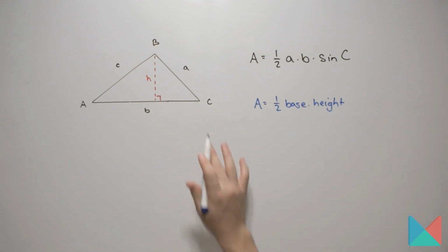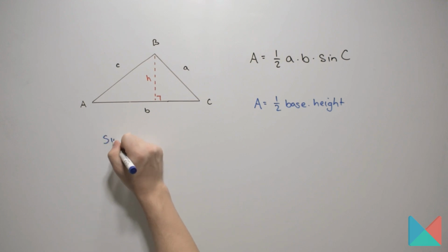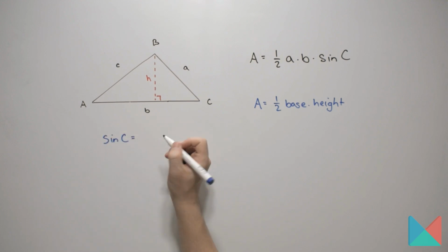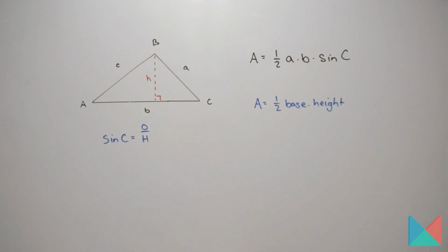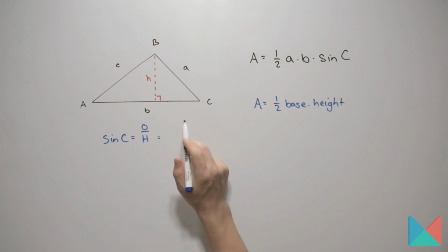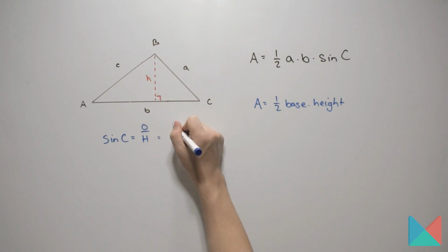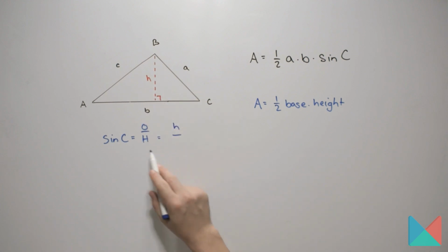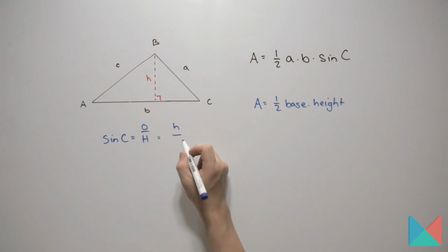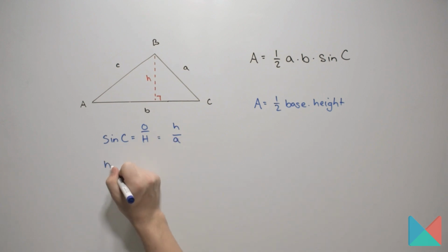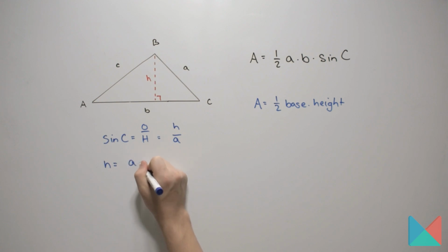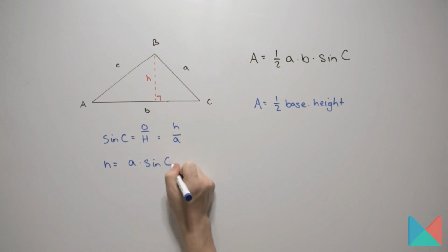And what we're going to do is consider sine of our angle C. So let's write this down. Sine of C is equal to opposite over hypotenuse, using our SOHCAHTOA mnemonic. Our opposite side is going to be our height h, and our hypotenuse is our side a of our triangle. So we're going to solve for our height h, and we get h is equal to a times sine of our angle C.